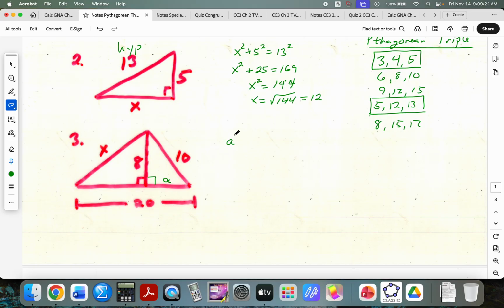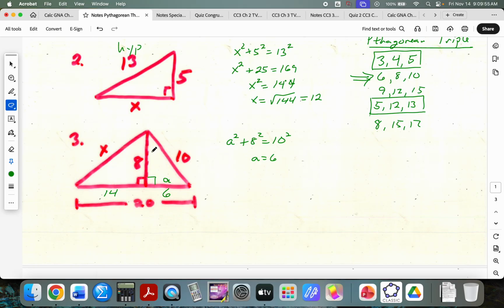So a squared plus 8 squared is equal to 10 squared. Oh, hey, look. Right there on our list of Pythagorean triples. That means A has to be what? It's got to be 6. Now, if you want to take the time to work it out, that's fine, but you certainly don't need to. All right, so if this is 6, then this other piece is 14.